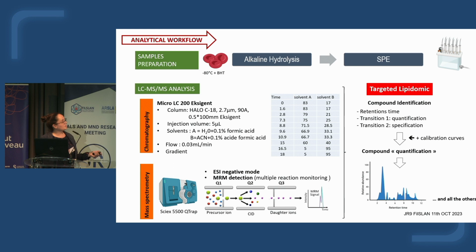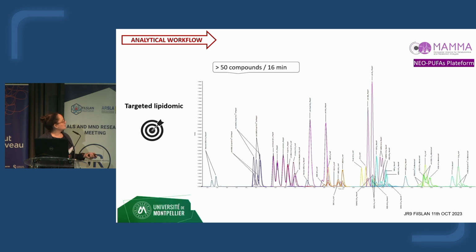So we really do targeted lipidomics, and we are able to identify compounds thanks to the retention time and also thanks to the two transitions, the first one for the quantification and the second one for the confirmation. Related to the calibration curve that we draw, we are able to quantify all the compounds present in the method. Actually, our methodology consists of 50 compounds analyzed in less than 16 minutes.